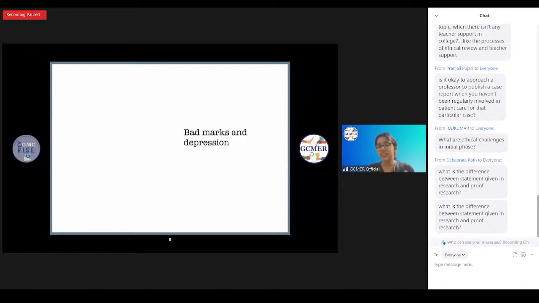Now, this topic, bad marks and depression. What makes this a bad topic is that it doesn't go in a certain direction. Are we asking whether bad marks lead to depression, or whether depression leads to bad marks? When you're doing research, you need to make sure that you're logical. By logical, this means that it needs to go in a certain direction. There are different kinds of logic which you can apply in research itself.